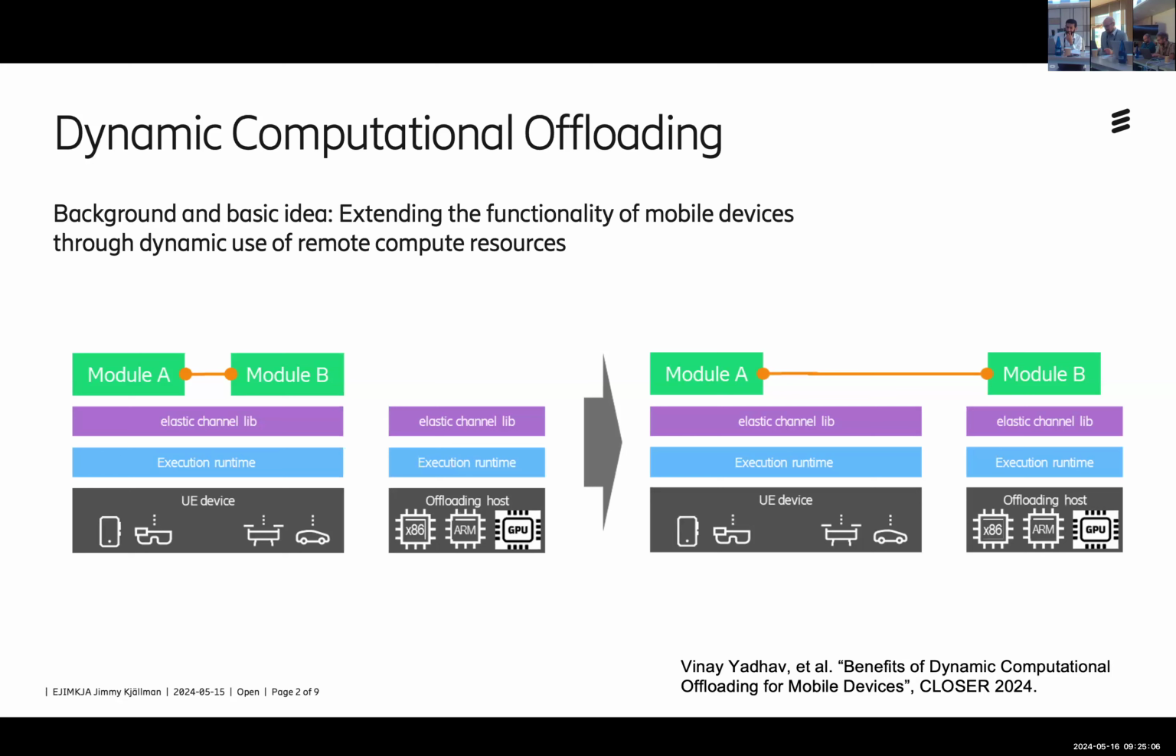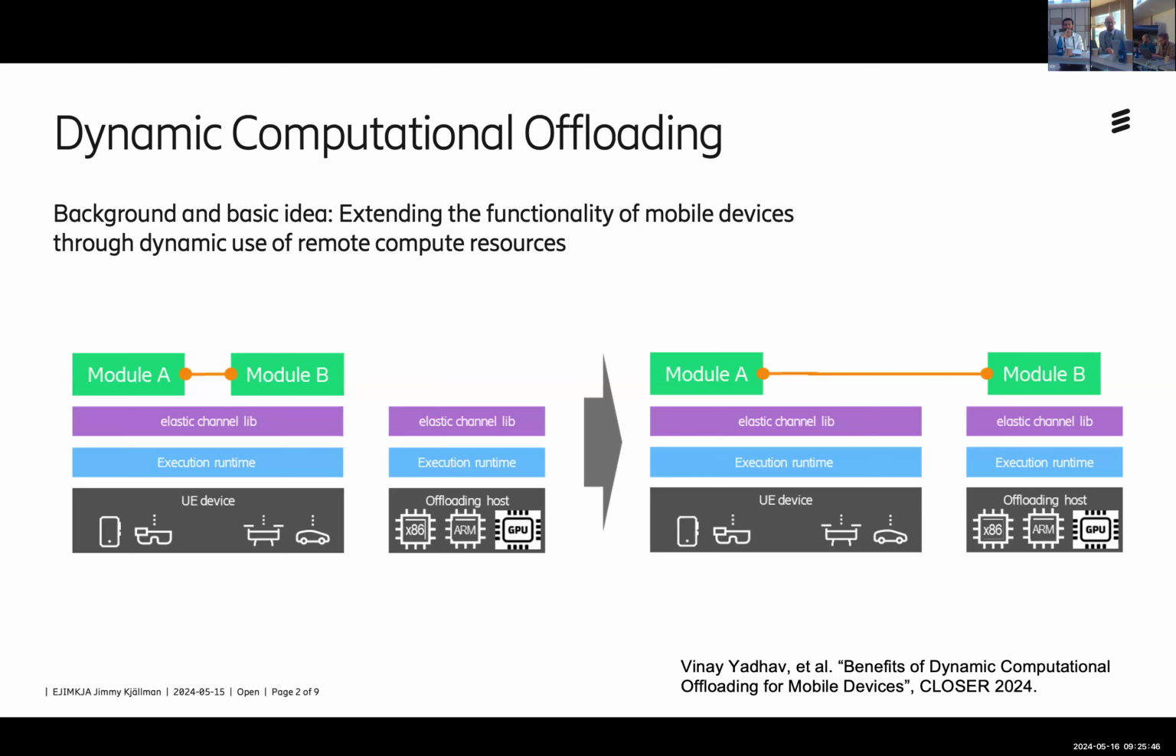We have developed a framework for enabling this, with some components. Of course, we have an execution environment for running things on the device side, and also one on the edge side. Then there is something called elastic channels that enable the networking between the parts. So we still have some part of an application running on, let's say, a mobile phone or an IoT device, and some part of it can be executed in the edge environment, and then we have some communication between those.